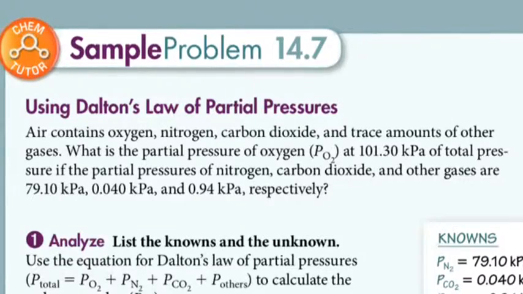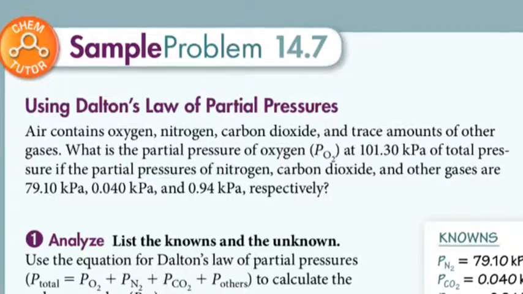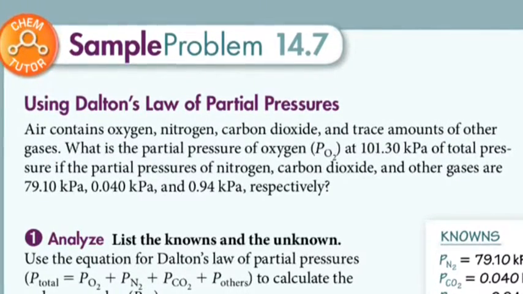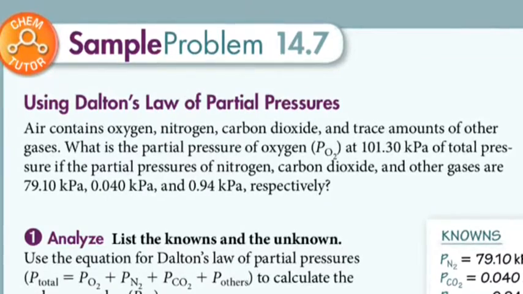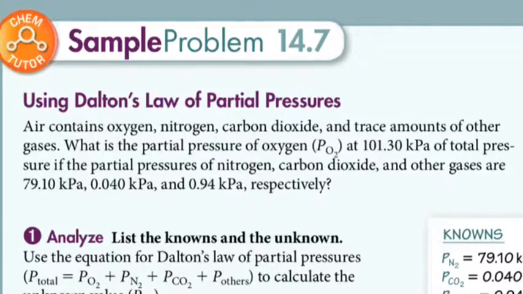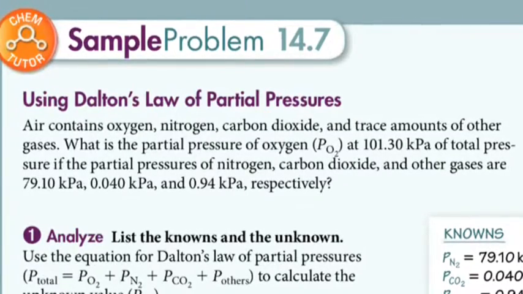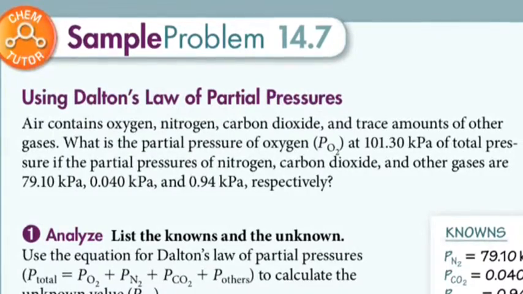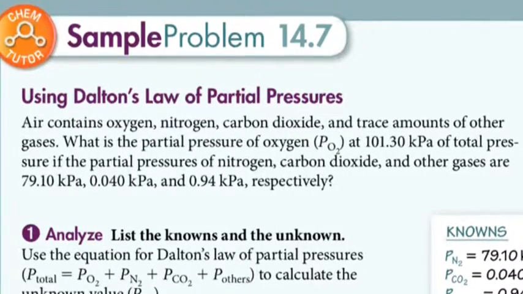My name is Megan Barabee, and I'm going to show you a practice problem using Dalton's law of partial pressures. This problem is asking what the partial pressure of oxygen is at 101.30 kilopascals of total pressure if the partial pressures of nitrogen, carbon dioxide, and other gases are 79.10 kilopascals, 0.040 kilopascals, and 0.94 kilopascals respectively.